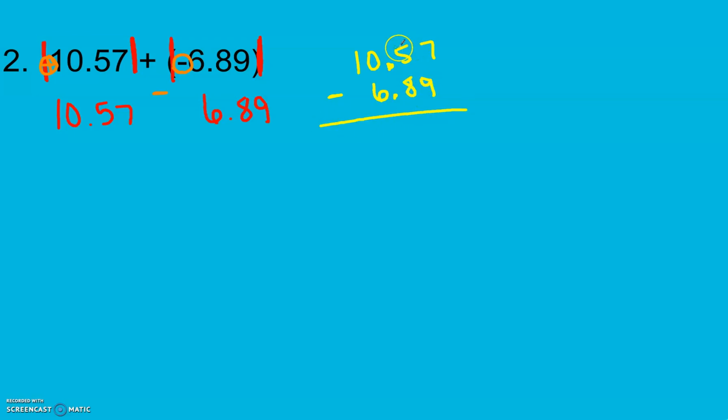And here I'm going to have to borrow again. I need to take a 1 from here, 10, to give me my 17. Got to borrow from here. So I have 10, and then I take 1 more away, which gives me my 14. Minus 8 is 6. And 9 minus 6 is 3. I look back at my signs. 10 is bigger, so I check 10. It's positive, so my answer is positive. And I get 3.68.